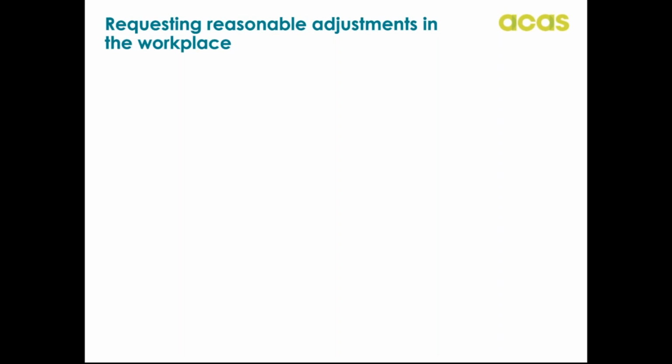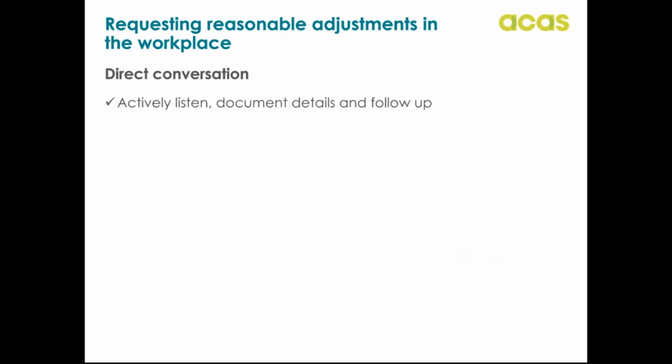There are several ways someone may request a reasonable adjustment from their employer, and on this slide we will discuss the potential ways this may be done and how best to handle the request. So an employee may notify their manager or employer directly in an informal discussion or meeting. If this is the case, actively listen and pay close attention to the employee's needs and concerns.